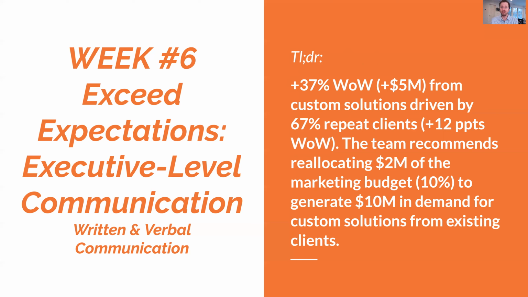So an example of the comma would have been something like: custom solutions driven by 67 repeat clients and 12 percentage points week over week, comma, resulted in a 37% week over week increase. Like the real piece of information was the big number, 37% increase for $5 million. Sometimes we focus on putting the wrong thing first and then use the comma, and the thing after the comma is the thing we should have talked about first. So be on the lookout for that.